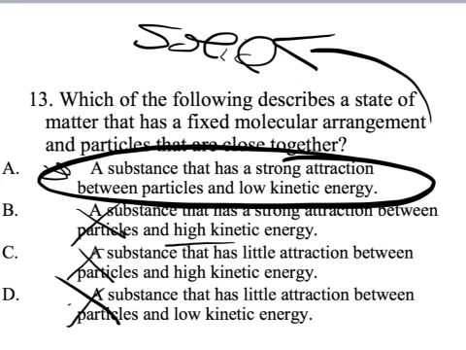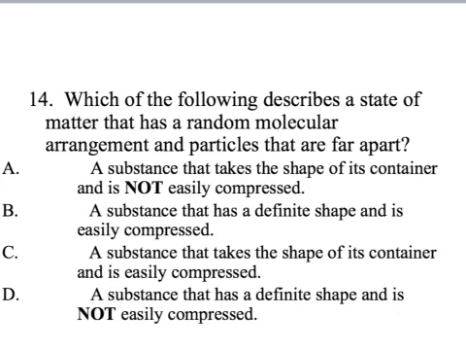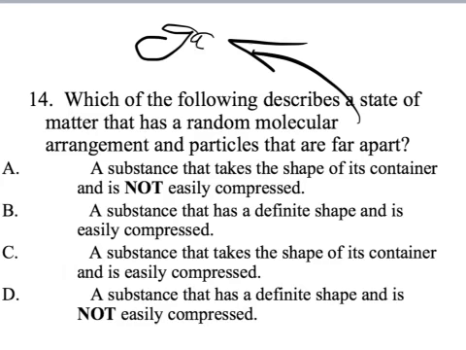So which of the following describes the state of matter that has a fixed molecular arrangement and particles that are close together? Number one, we're talking about a solid, and that is a substance that has a strong attraction between particles and a low kinetic energy. Which of the following describes the state of matter that has random molecular arrangement and particles that are far apart? Okay, first off, what is it? It's a gas. Okay, so we want something that's going to describe a gas.